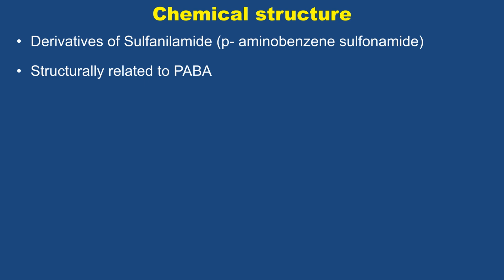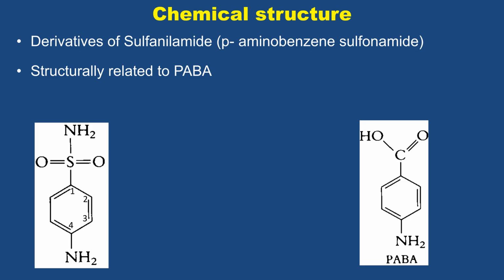There is a scientist named Domagk who used Prontosil, a brick red dye, for streptococcal infections. Later, he found that Prontosil dye is broken down in the body to sulfanilamide, which is effective in meningococcal infections. So all the derivatives of sulfanilamide are grouped as sulfonamides. They are structurally related to para-aminobenzoic acid.